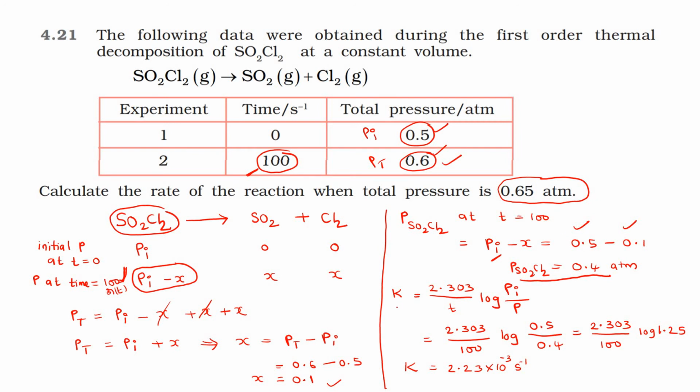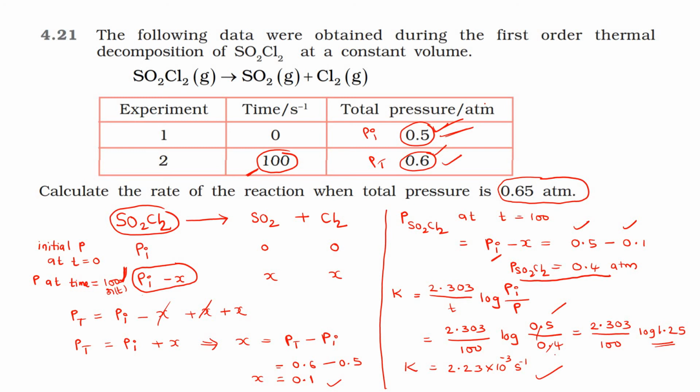Again take the formula K equal to 2.303 by t into log Pi by P. Initial pressure is how much again? 0.5. And the pressure at this time is 0.4. Substitute here 0.4. Now do this operation. Point cancels. 5 by 4 is equal to 1.25. Now substitute the log 1.25 value. We get K equal to 2.23 into 10 to the power of minus 3 per second.